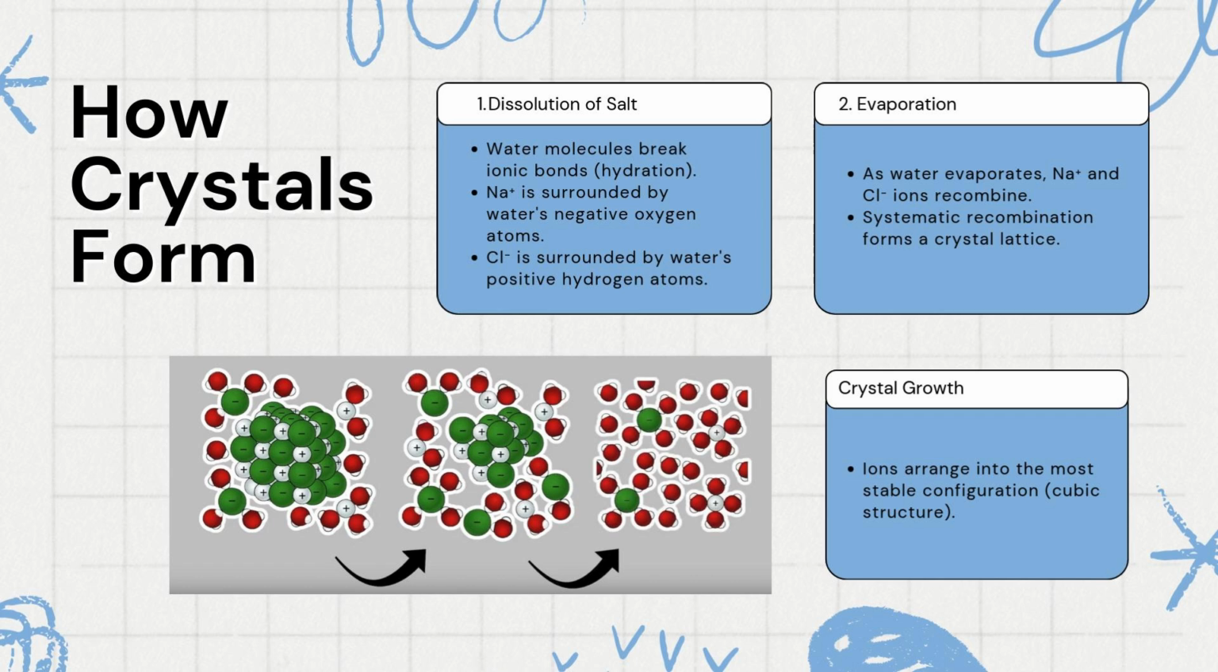Lastly, let's talk about how crystals actually form. First is through the dissolution of salt, where the water molecules break the ionic bond through hydration. Next, the sodium ions are surrounded by water's negative oxygen atoms, and chloride ions are surrounded by water's positive hydrogen atoms. Next is evaporation. As water evaporates, sodium and chloride ions recombine, and this systematic recombination forms a crystal lattice. Lastly is crystal growth, where ions arrange into the most stable configuration, a cubic structure.